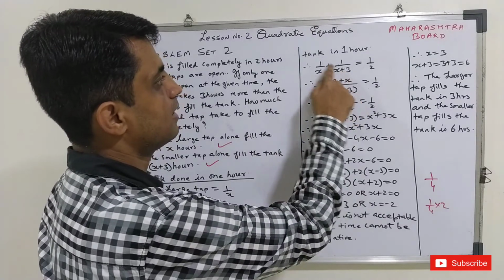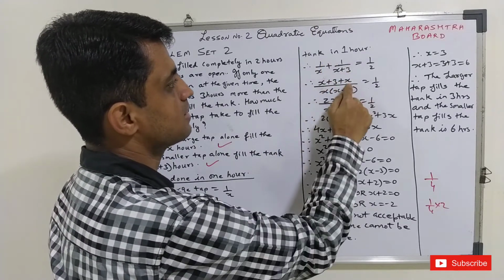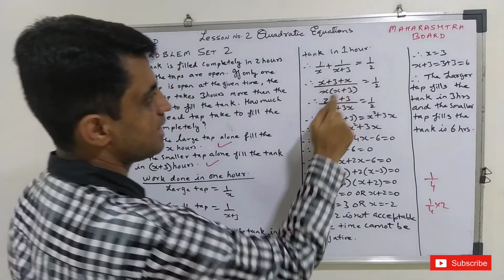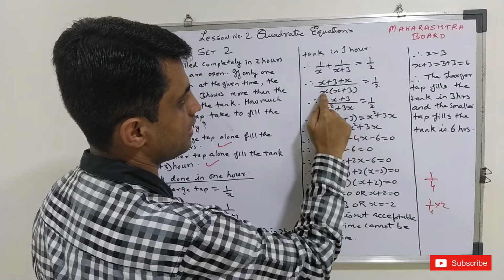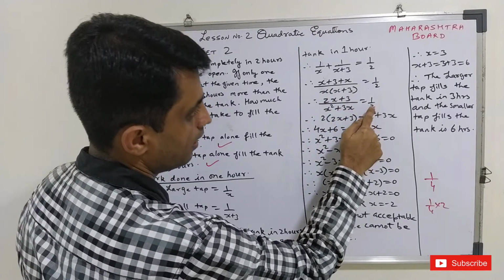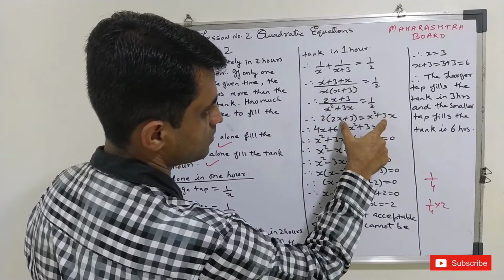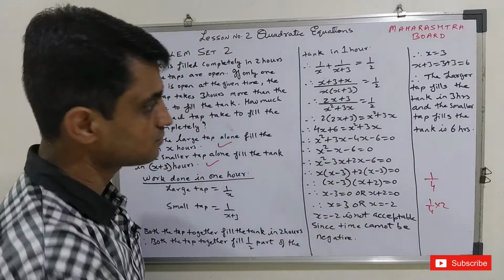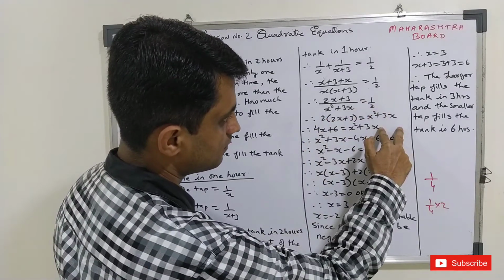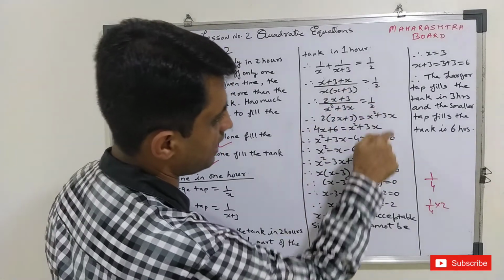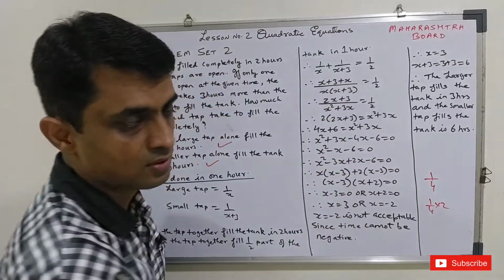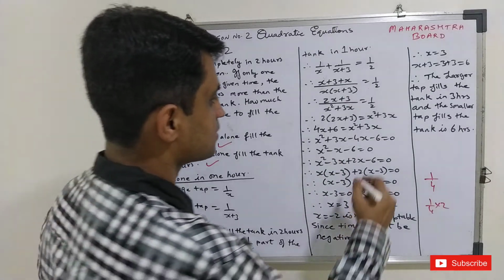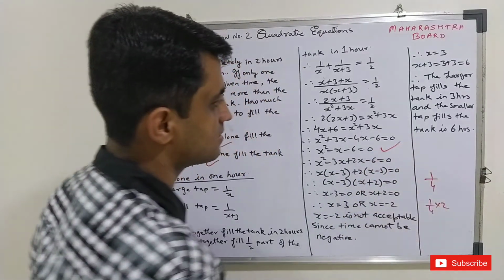Cross multiply. This will come here. x plus 3 plus x upon x into x plus 3 is equal to 1 upon 2. x plus x is 2x plus 3. x into x is x square, x into 3 is 3x, is equal to 1 upon 2. Take this 2 here, cross multiply. 2 twos are 4x, 2 threes are 6. x square plus 3x. Take this term here. It will be x square plus 3x minus 4x minus 6 is equal to 0. 3x minus 4x is what? Minus x. So we got x square minus x minus 6 is equal to 0.